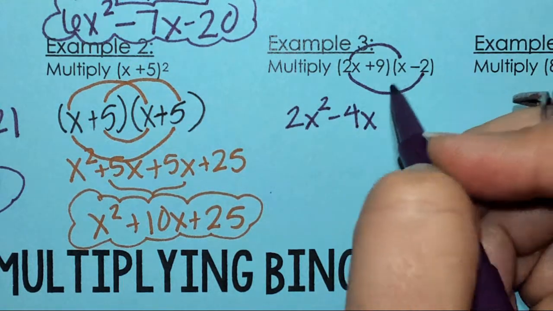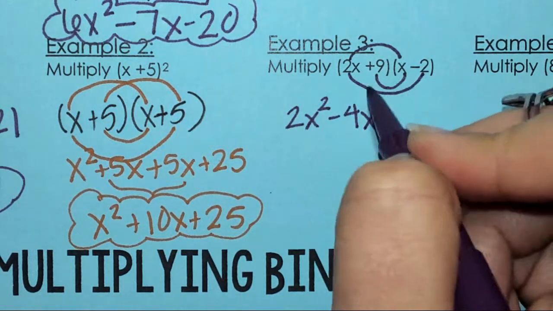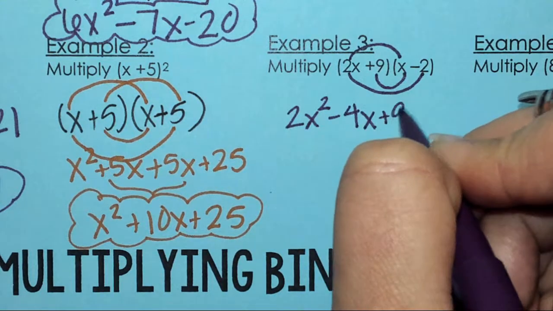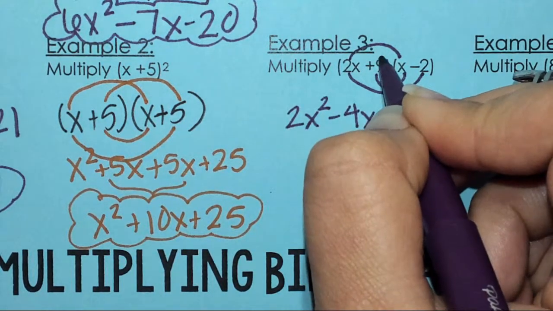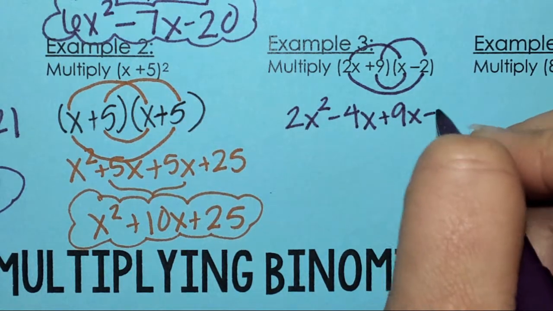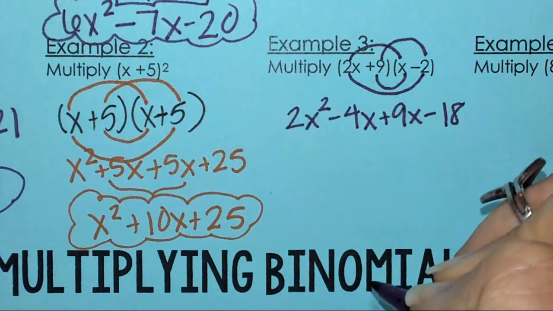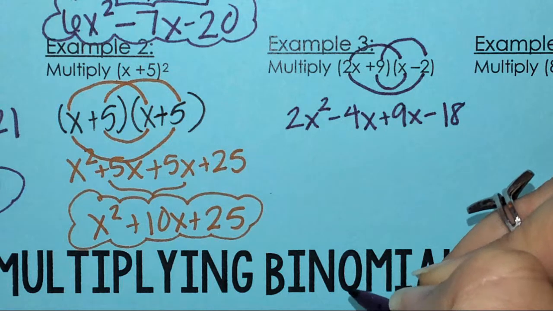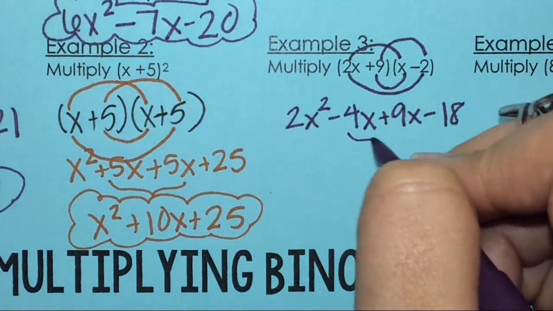Alright, then you multiply the inside. You do 9 times x and you get? What's 9x? 9x, good. Both of you take a point. And then you do 9 times negative 2 and you get? Negative 18. Alright, then you combine like terms.